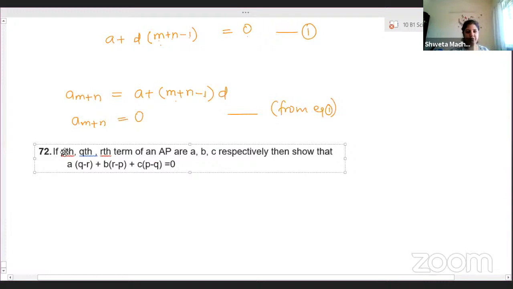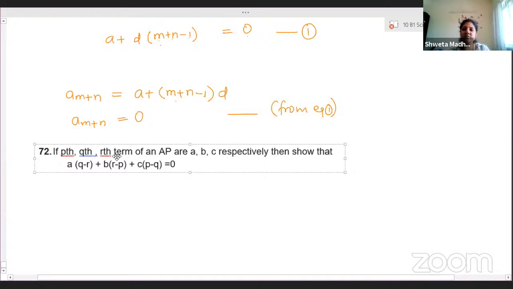Easy it is. The pth term is a, the qth term is b, and the rth term of an AP is c, respectively. Then show that a(q minus r) plus b(r minus p) plus c(p minus q) is equal to 0. Now here a is already included, so consider the first term of that AP as any other variable, because if we take a, there will be much more confusion.